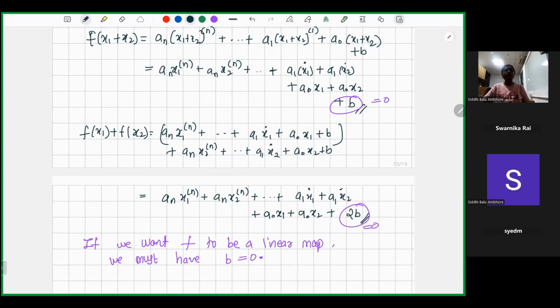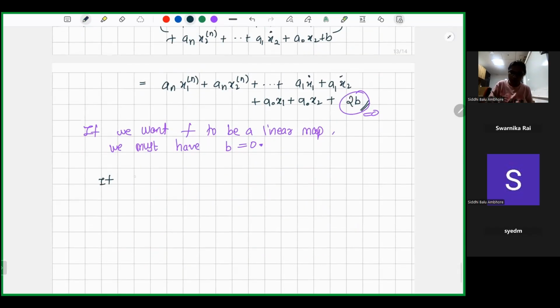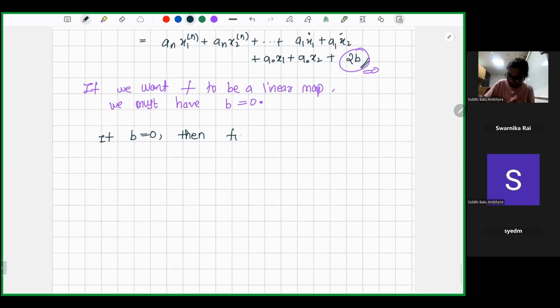Yeah, so in that case, these two are equal. So if b is 0, then this. So clearly for non-zero b, this is not a linear map. But if b is 0, then f of x1 plus x2 becomes equal to f of x1 plus f of x2. Again, I'm pointing out that x1 and x2 both are functions, and now we are applying the linear map on those functions, and the resultant is again a function.